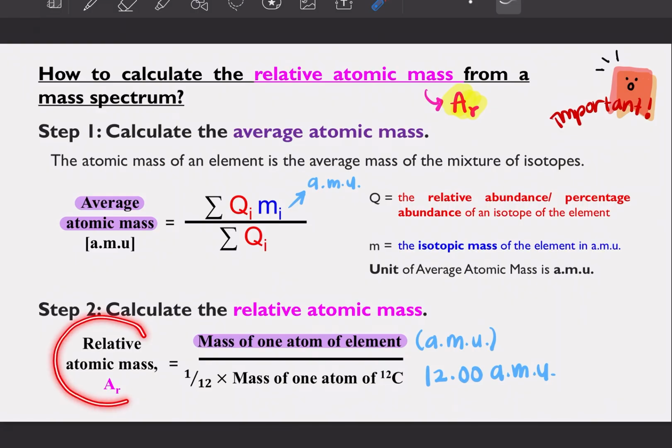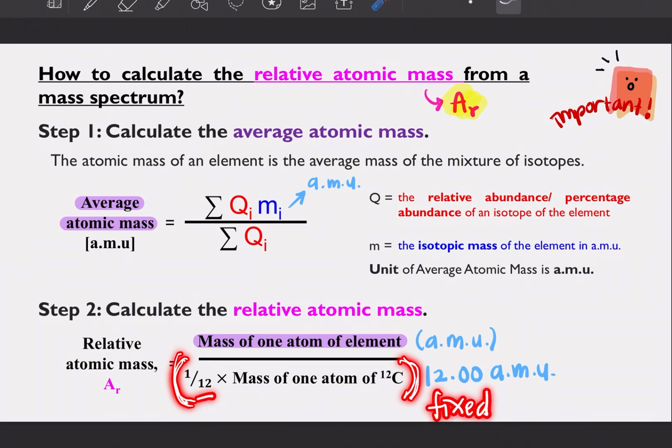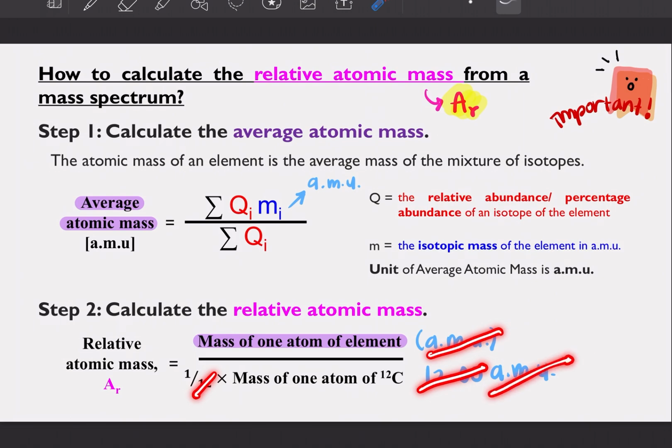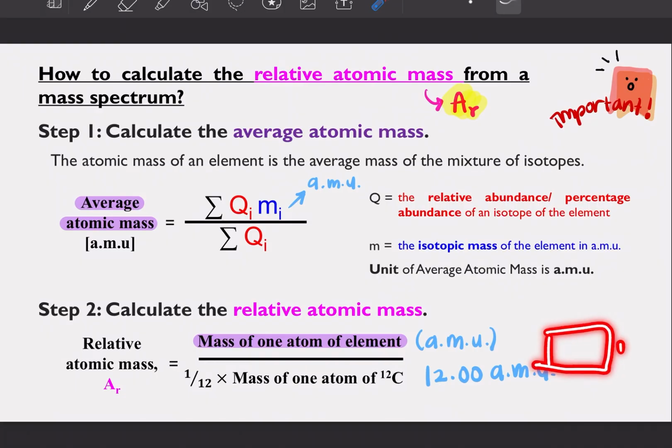So, dalam formula ni, this bottom part, this denominator is actually fixed, okay? So, awak memang akan guna 1/12 kali dengan 12.00 AMU. Okay? So, ini adalah mass of one atom of carbon-12. Okay. So, for relative atomic mass ni, bila awak buat awak punya calculation, your kiraan, you will cancel out this 12 with this 12. Okay? And you will cancel out the units, AMU, from up here with this unit. Okay? So, your relative atomic mass will have value with no unit. Okay? Dia tak ada unit.